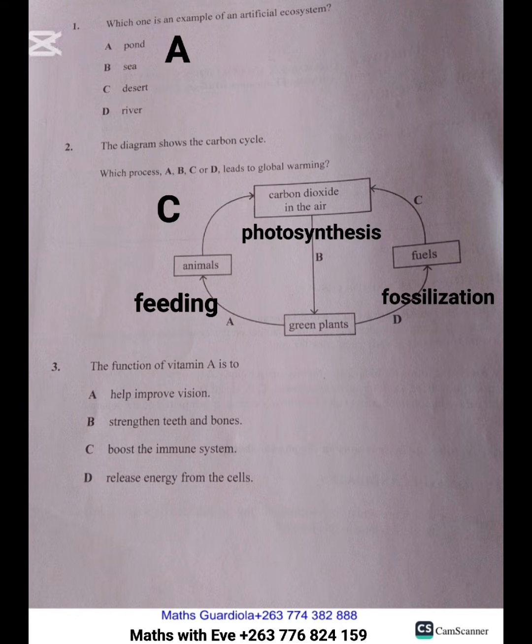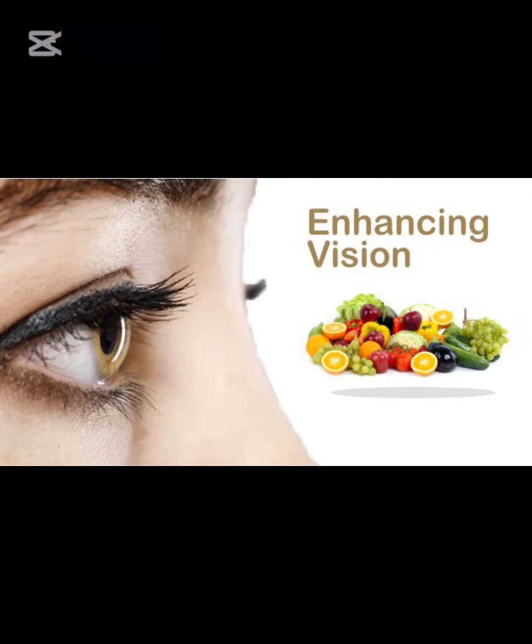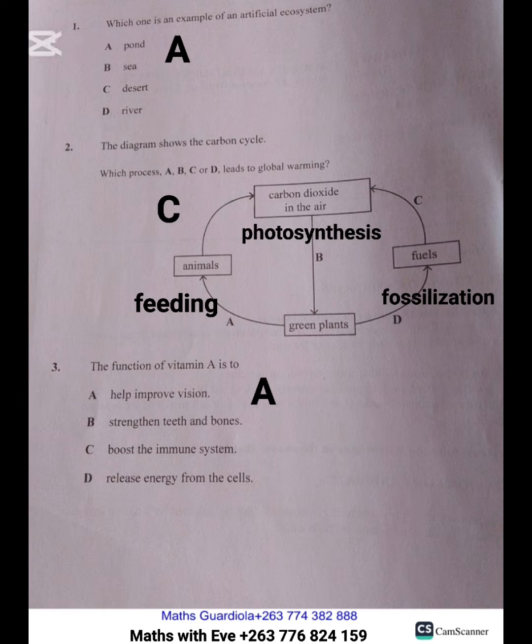Let us proceed to number 3. The function of vitamin A is to, correct answer is A, to help improve the vision. Vitamin A helps to improve the vision. It helps your eyes to produce pigment and moisture that keep your corneas lubricated and your retina working properly. So vitamin A deficiency can cause night blindness and even blindness. So we are going to select A as our answer on number 3.